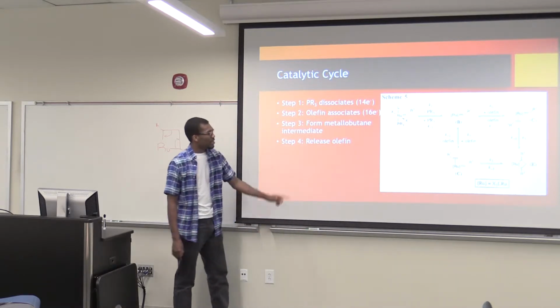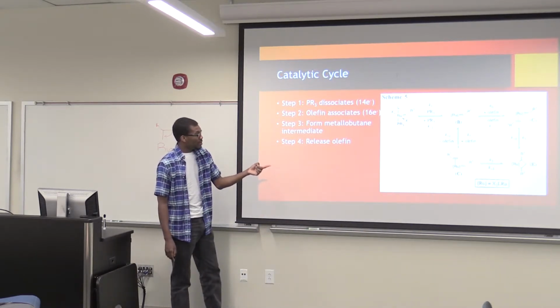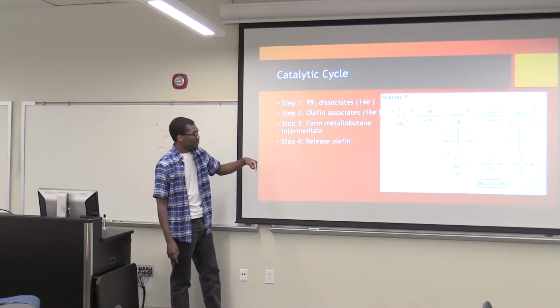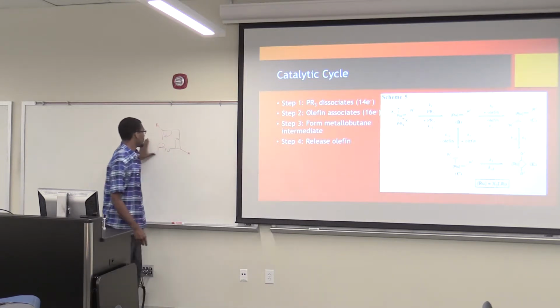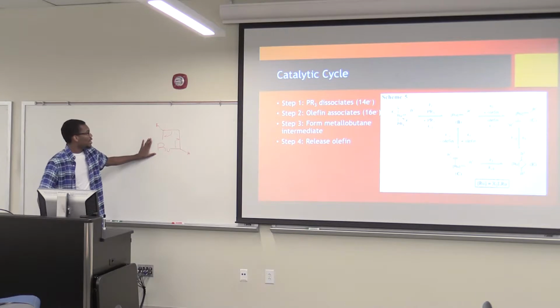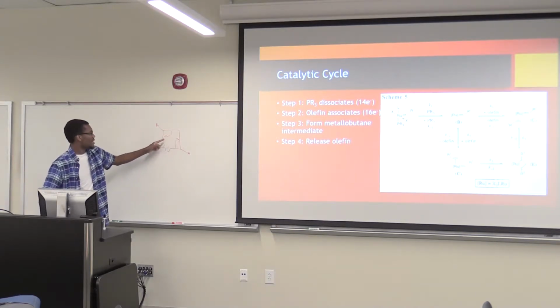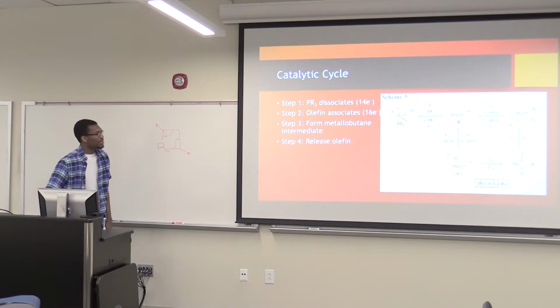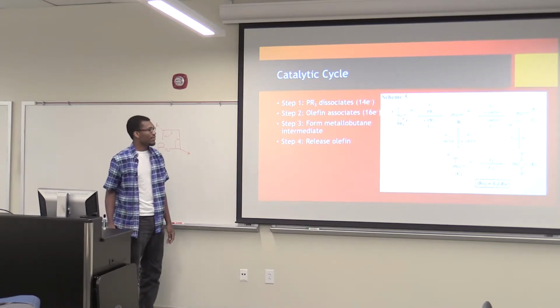And then it comes in at η2, then it coordinates to η1, and then you get this metallocyclobutane. And basically how that breaks down is your electrons go here, and then they come here to form another carbene, and then you get rid of your double bond molecule. So that's the basic mechanism that they have.